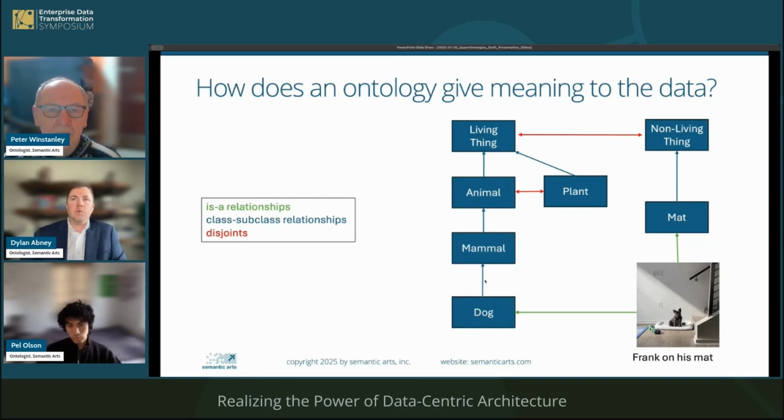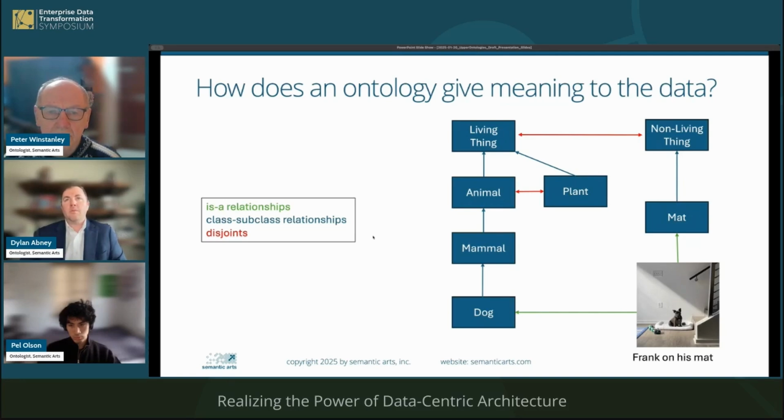So for instance, we have a blue arrow connecting dog and mammal, and that arrow represents a subclass relationship. So dog is a subclass of mammal. That just means that all dogs are mammals. You can't be a dog and fail to be a mammal. Part of what it means to be a dog is just to be a mammal, right? And so that's a mundane fact, but it is a fact that holds between these two classes. You can see that relationship holds with a lot of these different classes. All animals are living things, all mats are non-living things.